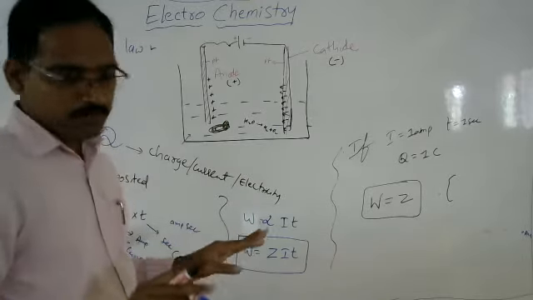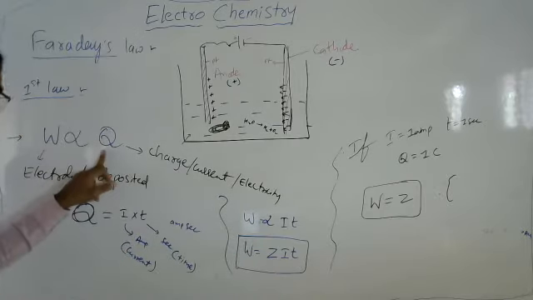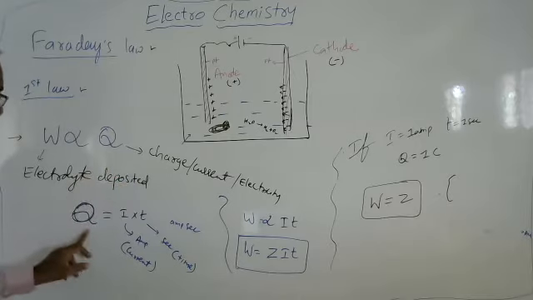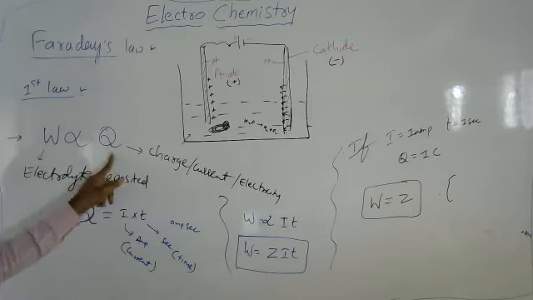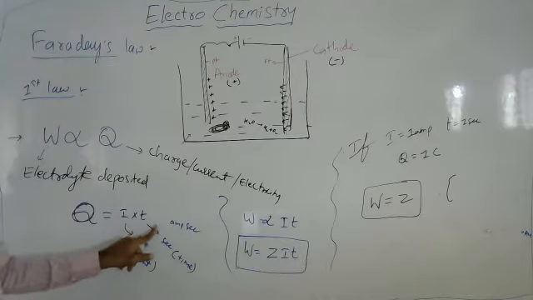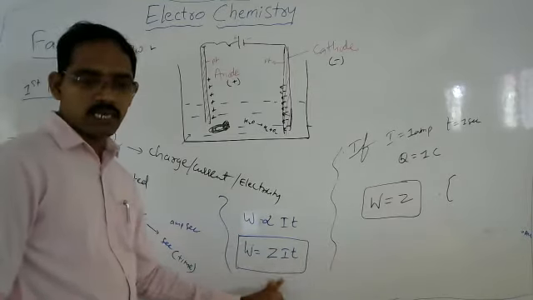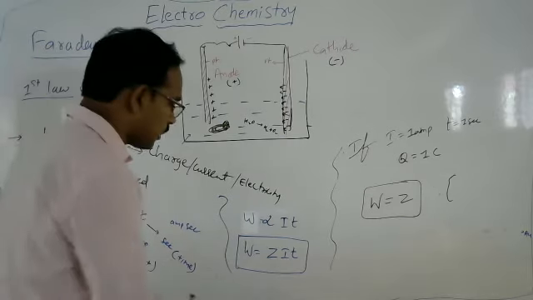First point clear. Then the formula: W is directly proportional to Q. Q is in coulombs, Q equal to IT. Why IT? Charge equals current into time. Then W equal to ZIT. What is Z? Electrochemical equivalent mass.